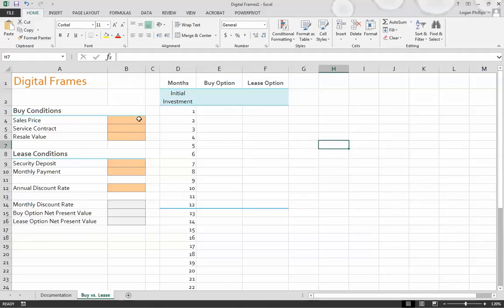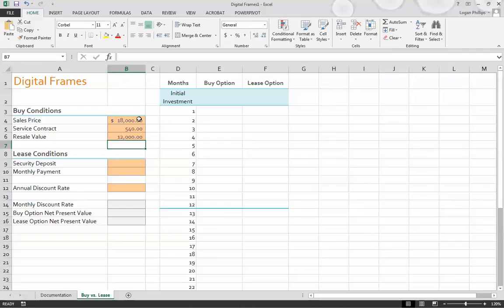Notice we have the buy conditions. When did she buy it? The negative is outgoing money. So her first initial purchase was $18,000. Alright, she would also want to buy a 36-month contract for $540. And Linda anticipates that she'll be able to resell it for $12,000 after 3 years. So we've entered these in B4 through B6. Pretty easy step. Okay, we're on to step number 4.